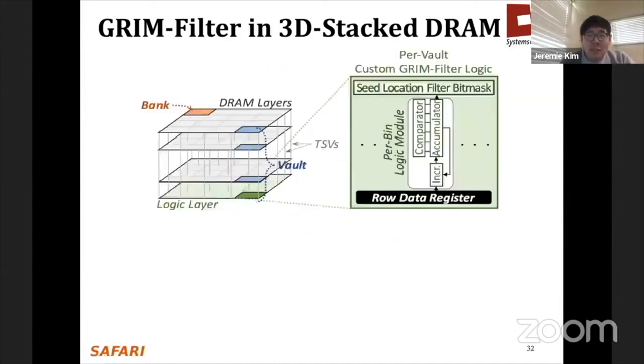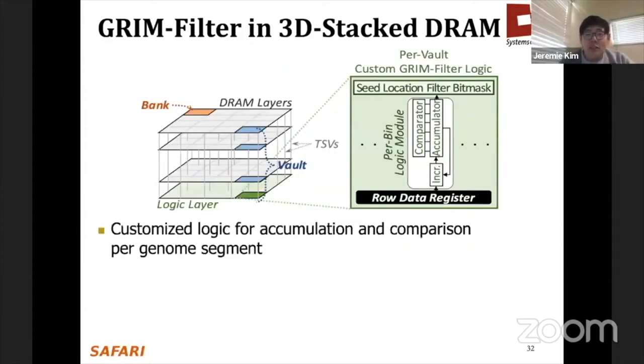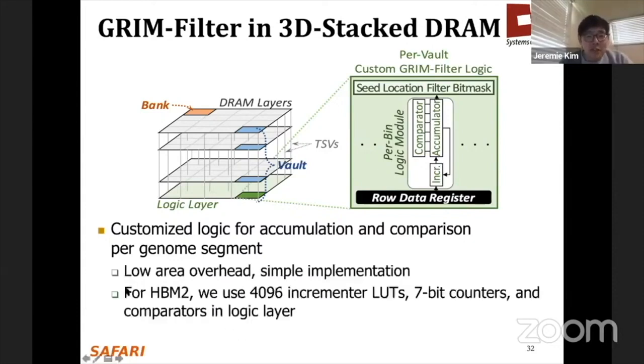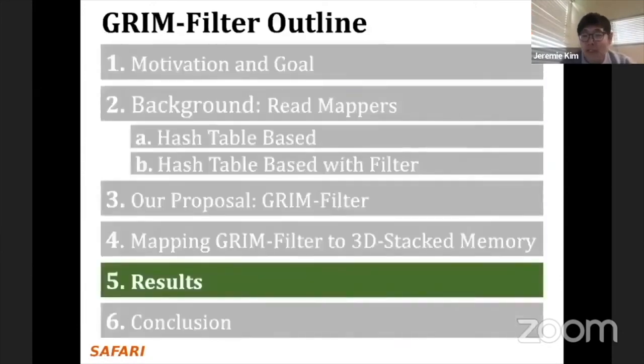So now let's look at the implementation of the logic in the logic layer. Grim-Filter only requires a very simple design for enabling bit vector sum and threshold compare across many bins simultaneously. One comparator, one incrementer, one accumulator, and a buffer for each of the bins that we are checking in parallel. This results in very low overhead and ease of implementation. For example, in HBM2, we use 4,000 incrementer LUTs, 7-bit counters and comparators in the logic layer, which is very simple to implement. And of course, there are details in the paper. So now let's get into the results.